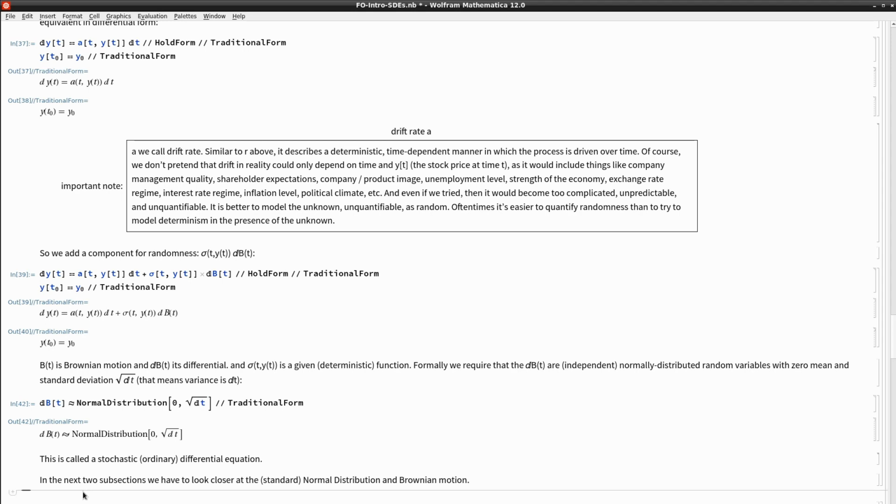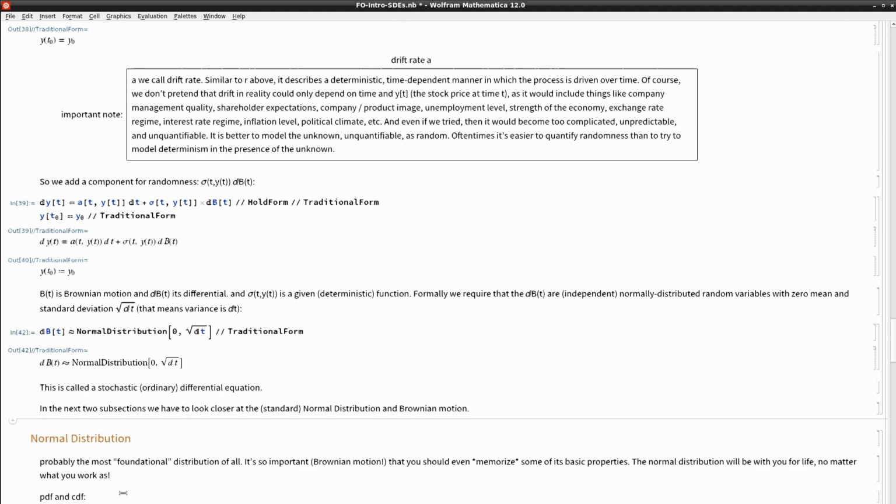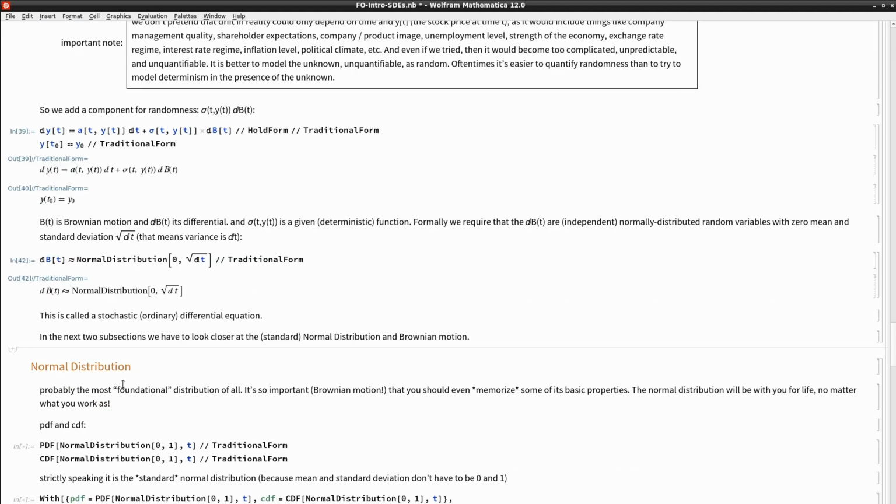And in order to manage them better, we have to do a quick excursion to the normal distribution, the standard normal distribution, and Brownian motion. It's important for us to understand these components. So let's start with the normal distribution. It is probably the most foundational distribution of all. It's so important, and we see that later with the Brownian motion, that you should even memorize some of its basic properties. The normal distribution will be with you for life, no matter what you work as in finance and data science. It's there to stay. The normal distribution is eternal. You and I are not, but the normal distribution is.